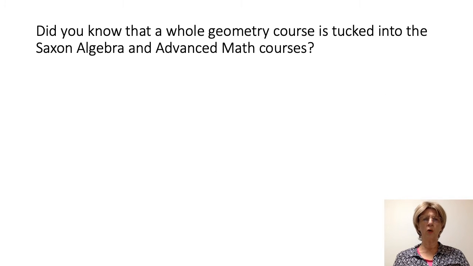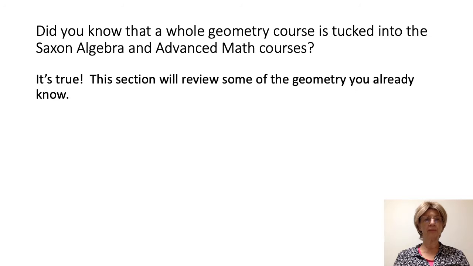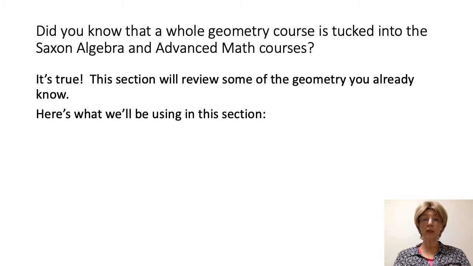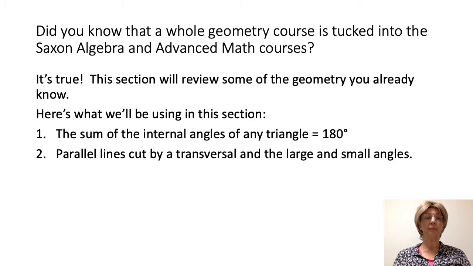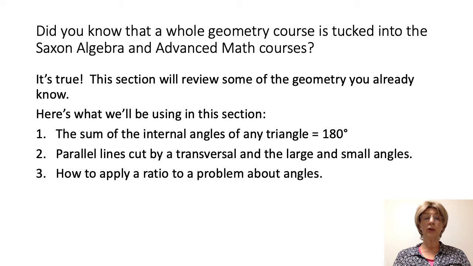Did you know that a whole geometry course is tucked into the Saxon Algebra and Advanced Math courses? It's true. This section will review some of the geometry you already know. Here's what we'll be using in this section. Number 1. The sum of the internal angles of any triangle equals 180 degrees. Number 2. Parallel lines cut by a transversal and the large and small angles. Number 3. How to apply a ratio to a problem about angles. Let's get started.